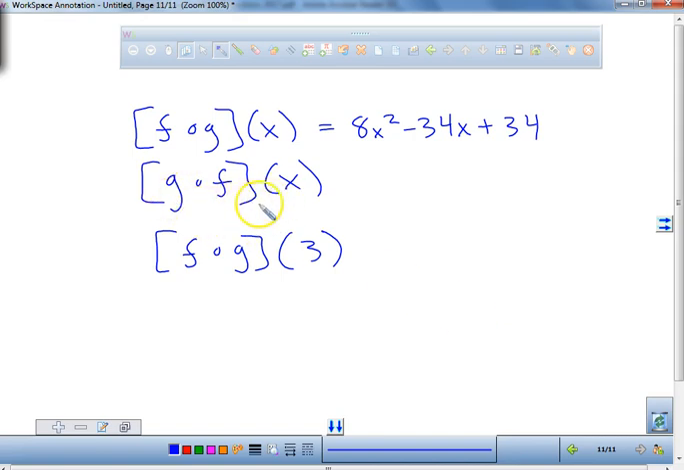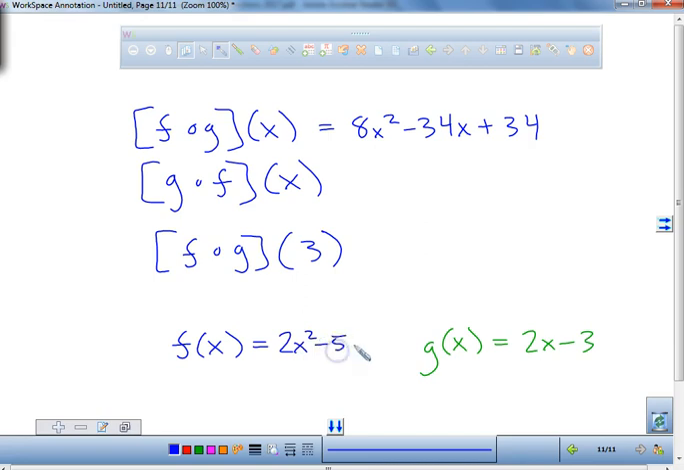Now this one's actually the easiest. Let me rewrite what we have here. Ready? F of X equals. I'm going to put G of X equals. Now, what is G of X by itself equal to? 2x minus 3. 2x minus 3, right? And what was F of X by itself equal to? 2x squared minus 5x plus 1.